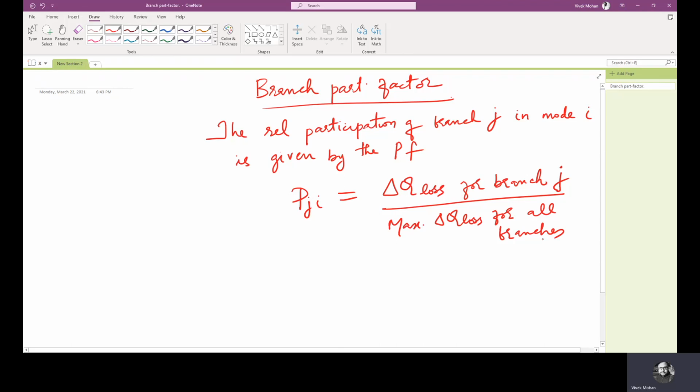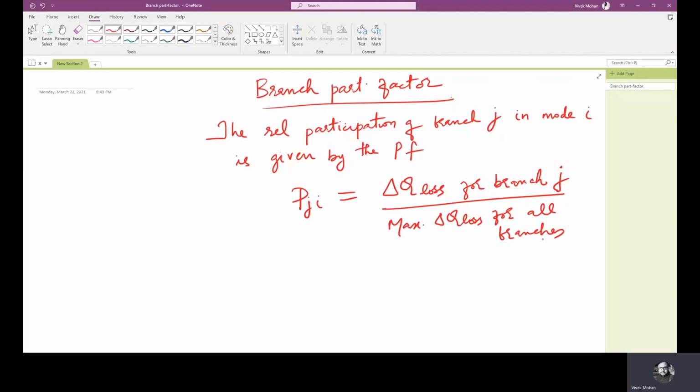So we are interested in a particular branch where the branch is connected between two buses. One of the buses can be considered as a sending end bus and the other bus can be considered as a receiving end bus because the power flows in one direction. So for that branch, how does that branch's reactive power flow respond to any incremental reactive load in the system?